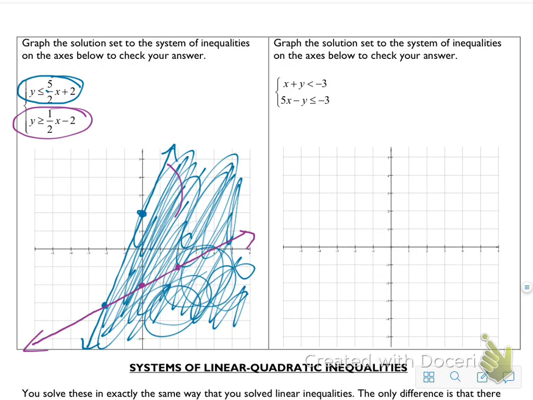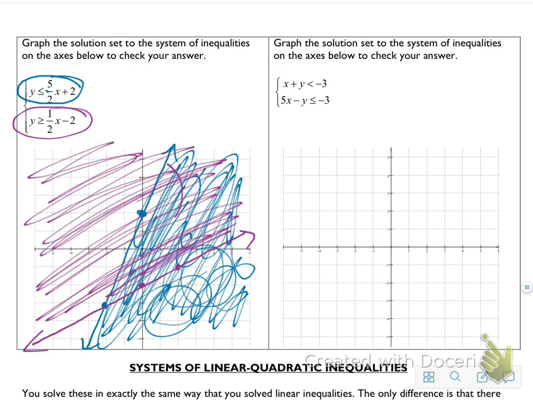Sorry, that purple up there is not supposed to be there. Then it is greater than this, or equal to. And since it's or equal to, we have a solid line. And then it is greater than, so we're going to shade above. As you can see, our solution is that double shaded area, which is all of this region, because that's where we have overlap of purple and blue.